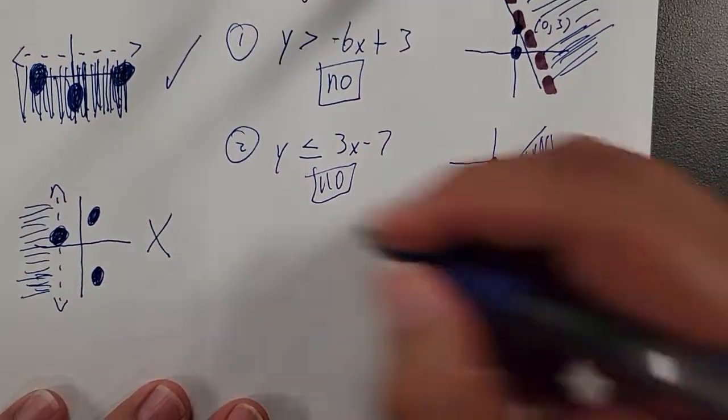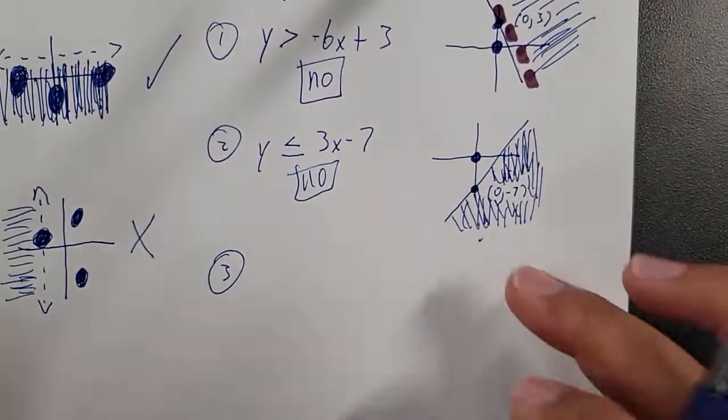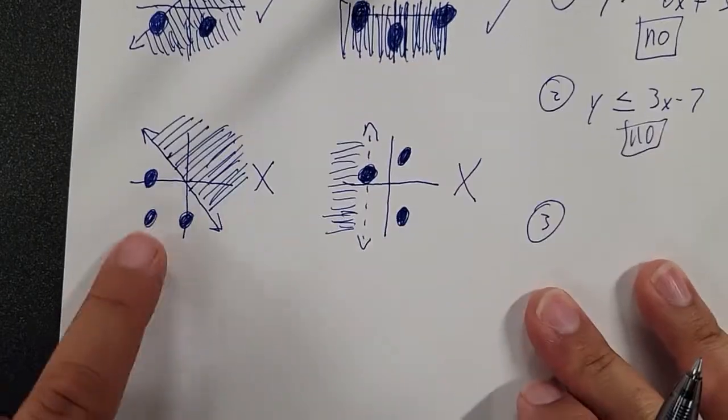All right, so that's what we're doing. We're checking: is it going to be like these points? Right now, they've been like this. They're on the outside. That's bad.